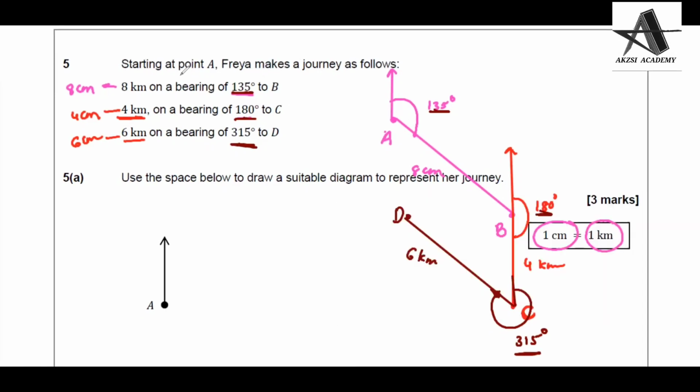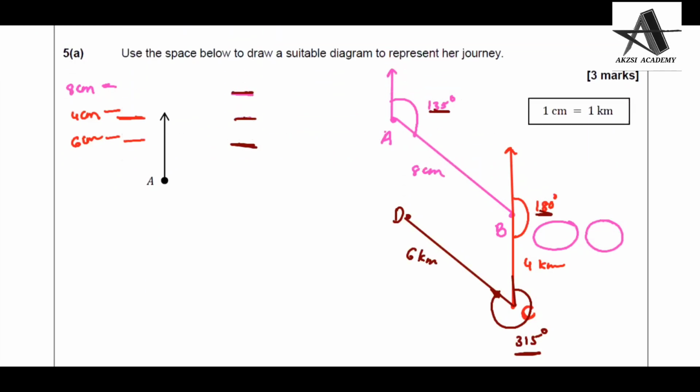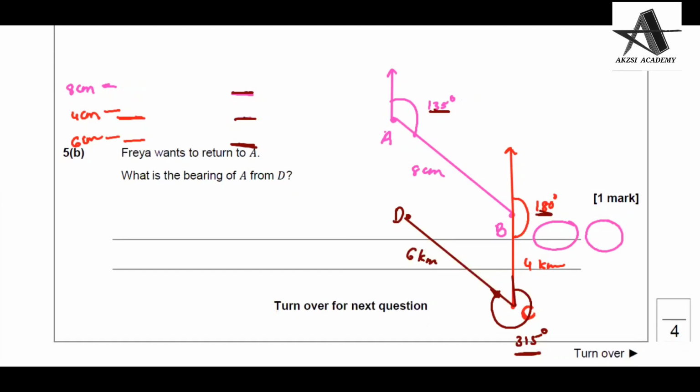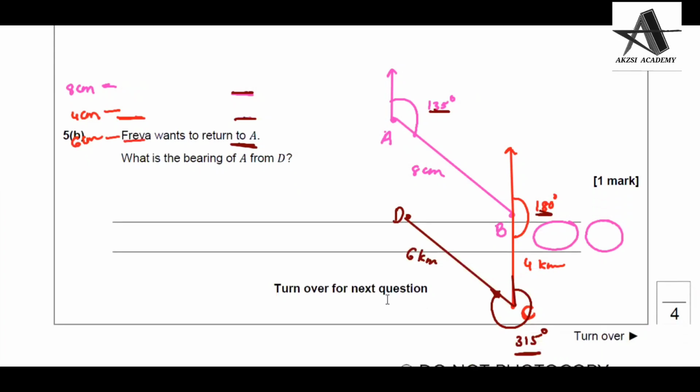Okay, now we have drawn this one. Continuing this, they have given one question, which is just one marker. It says Freya wants to return to A. What is the bearing of A from D? From D, that means you have to draw an angle pointing towards north at D, right?